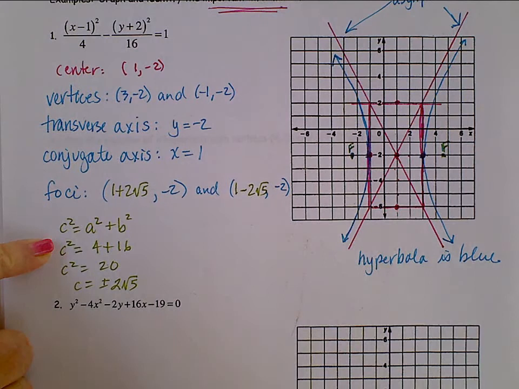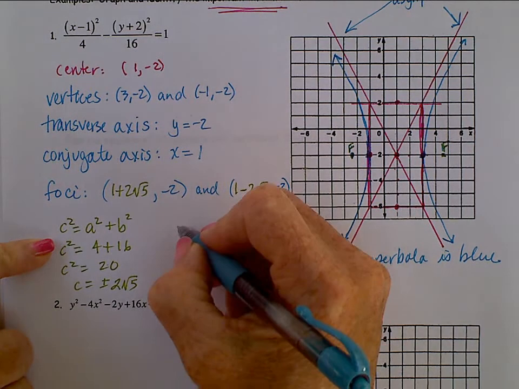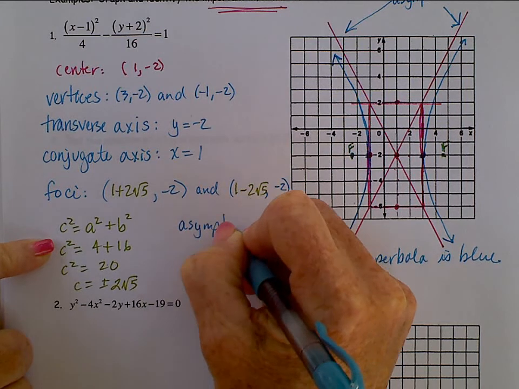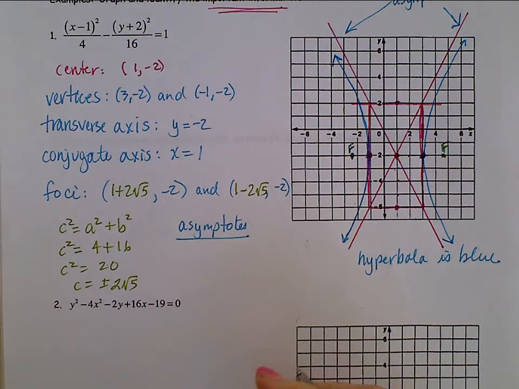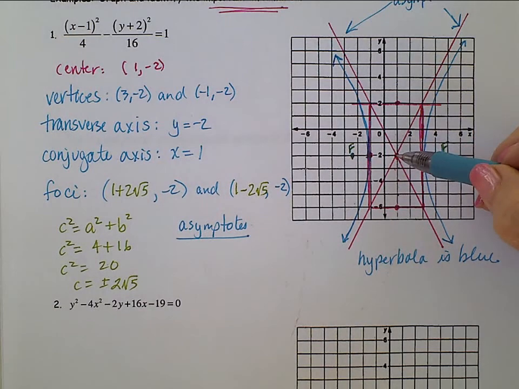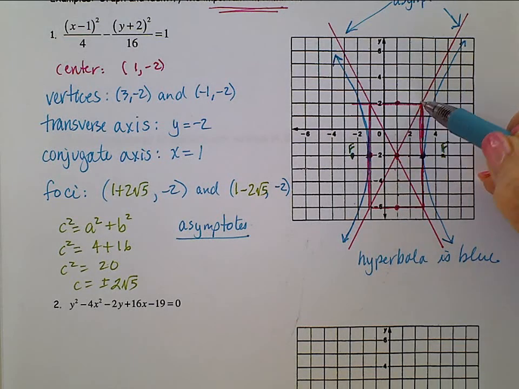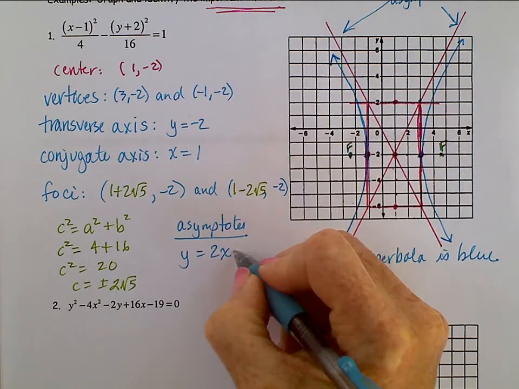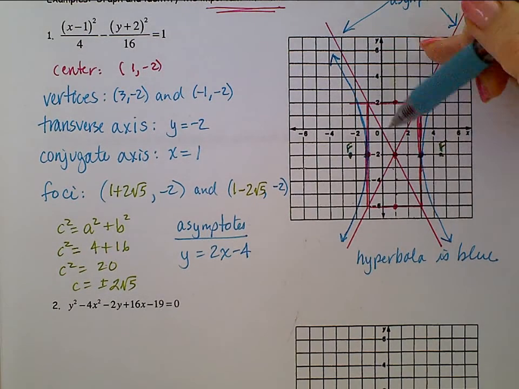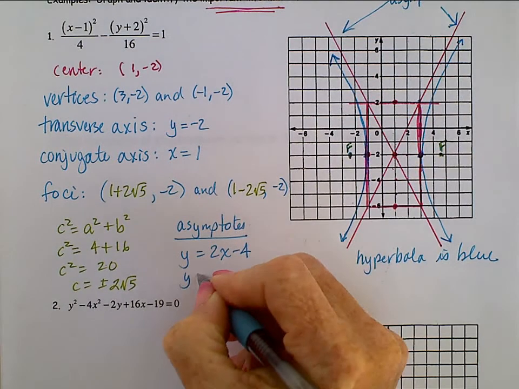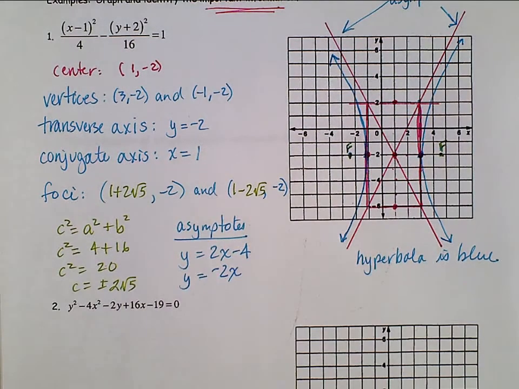All right, one last important piece of information that we need to find is the equations of the asymptotes. All right, now we can read slope and we can read y-intercept. Slope is, for this one right here, up 1, 2, 3, 4 and over 2. So y equals 2x and the y-intercept is -4. This one, the slope is -2 and the y-intercept is 0. So just y equals -2x.